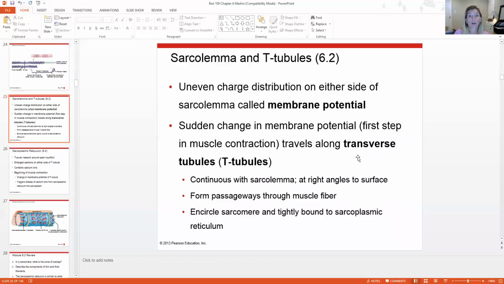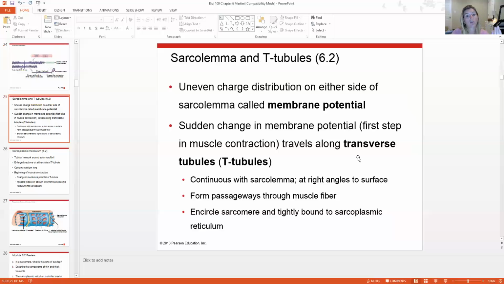So let's talk about other parts of the muscle cell. We've talked about the thick filaments and the thin filaments. Now let's talk about the sarcolemma and the T-tubules. Just as a little bit of review from chapter 3, where it was covered briefly, an uneven charge distribution on the sarcolemma is called a membrane potential. This is a hugely important concept.